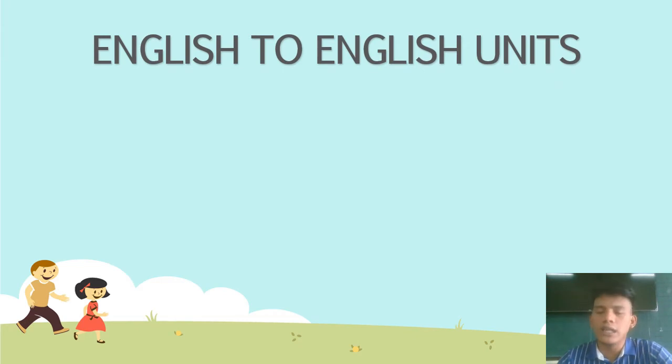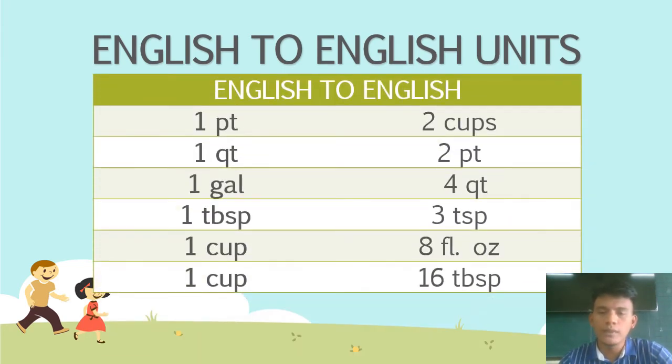Let's go on to English units. English to English. 1 pint is equal to 2 cups. 1 quart is equal to 2 pints. 1 gallon is equal to 4 quarts. 1 tablespoon is equal to 3 teaspoons. 1 cup is equal to 8 fluid ounces. 1 cup is equal to 16 tablespoons. Please don't forget the conversion of English to English units of volume.